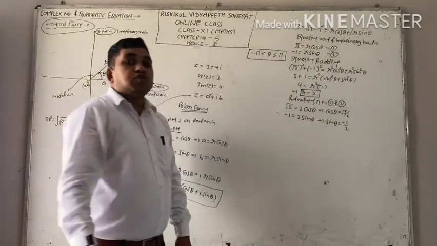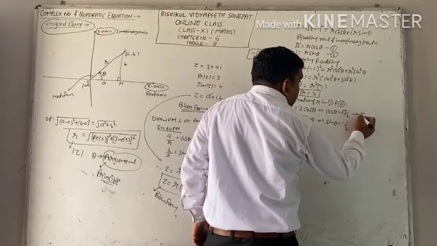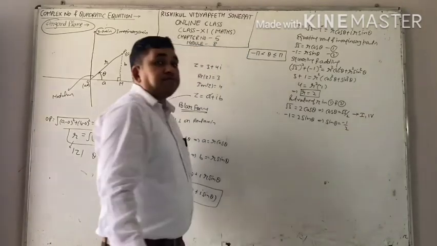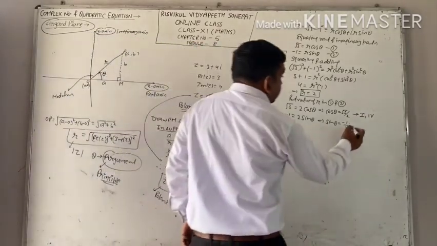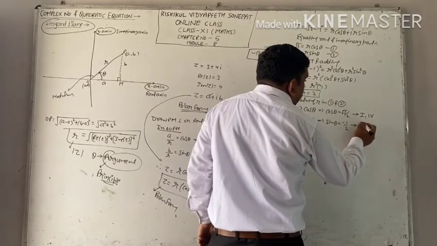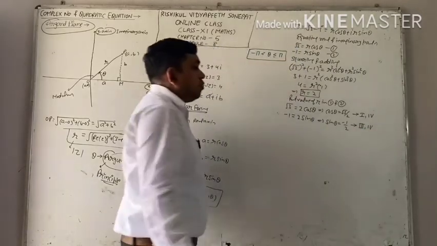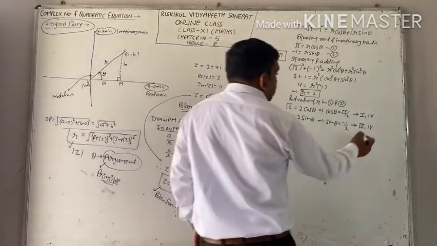Now cos theta is positive. Cos theta is positive in which quadrant? I think first and fourth. Sin theta is negative. Sin theta is negative in third and fourth quadrant. Now check the common quadrant. Common quadrant is your 4.